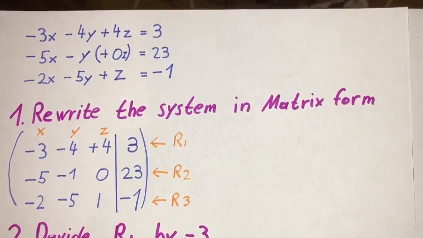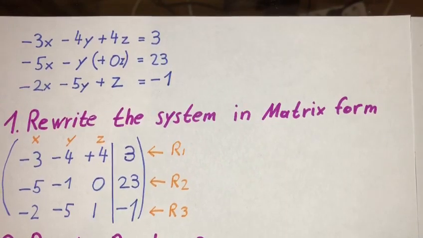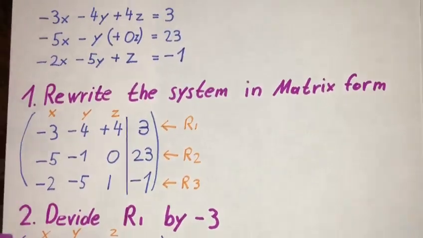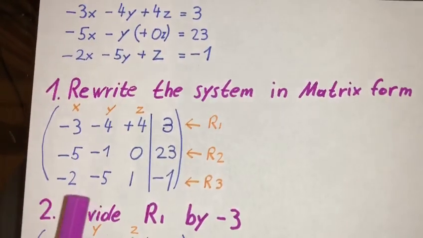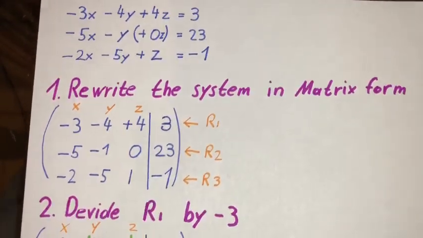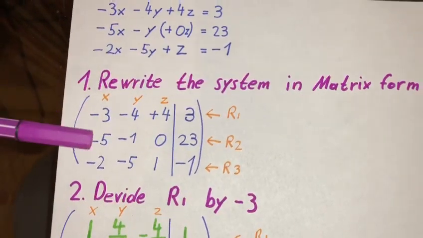Hey, today I'm going to show you how to solve this calculation by using the Gauss-Jordan elimination technique. The first thing we need to do is to write it into the matrix form. Here the first column represents the x values, the second one the y values, and the third one the z values. When calculating through this, we will refer to this one as the first row, the second row, and the third row.